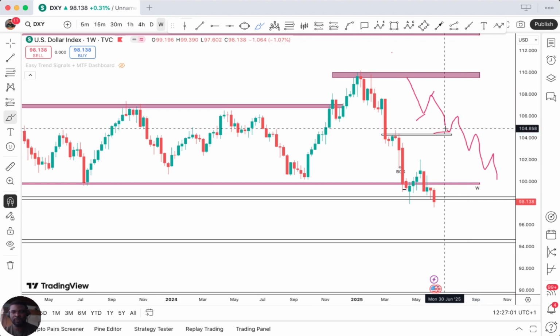We also have the uptrend series, which is the series of higher highs and higher lows. But for a downtrend, we are going to be using lower highs and lower lows, because the market is trending to the downside.